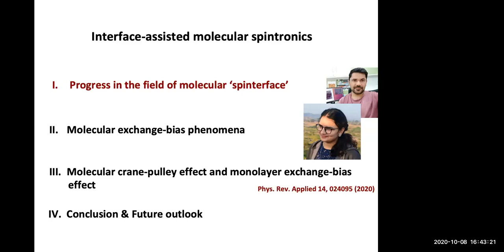I'm going to give just a glance overview of the very interesting physics that has come out of it. And then we focus on a specific aspect, which is a molecular exchange bias system, and move on to our particular result, which emphasizes a new physics, a molecular Kondo-type effect in these monolayer exchange bias systems. This work was done by my students Suman and Saurabh.